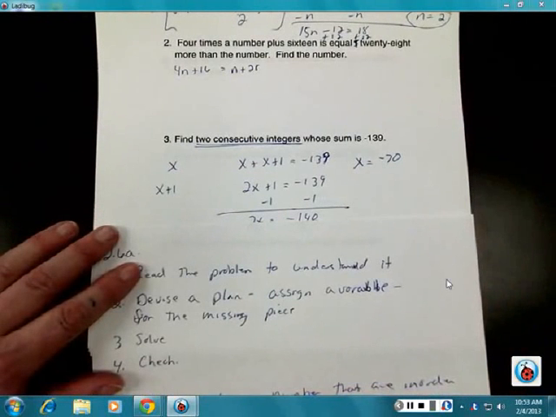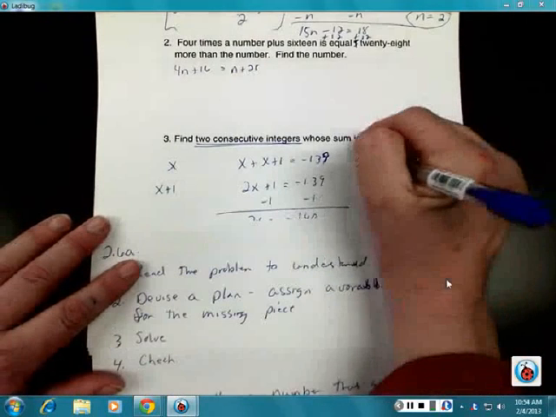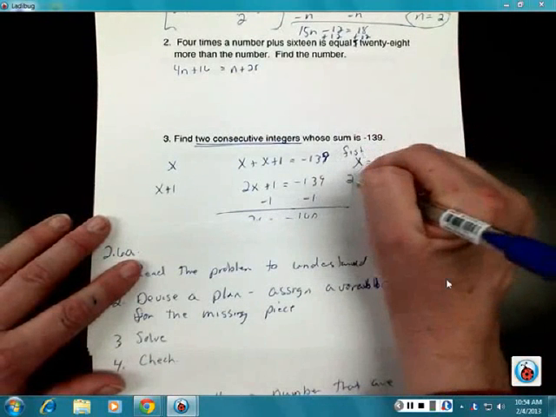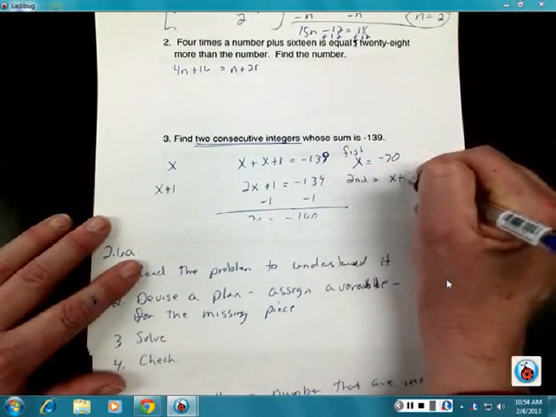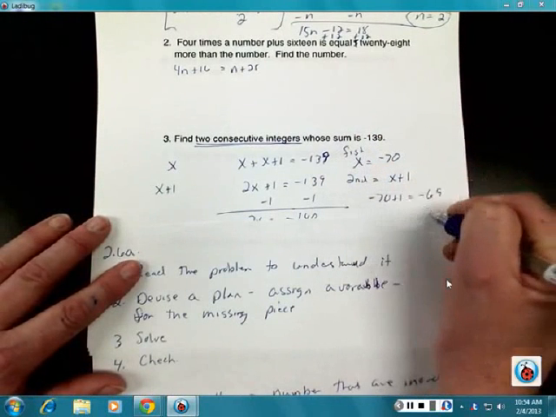And the first one, negative 69. So the second number, this is the first. The second, remember, was x plus 1. So negative 70 plus 1 is negative 69.